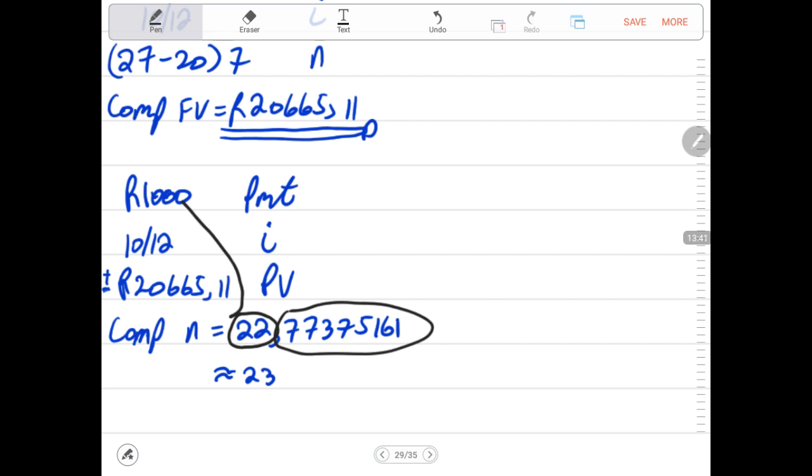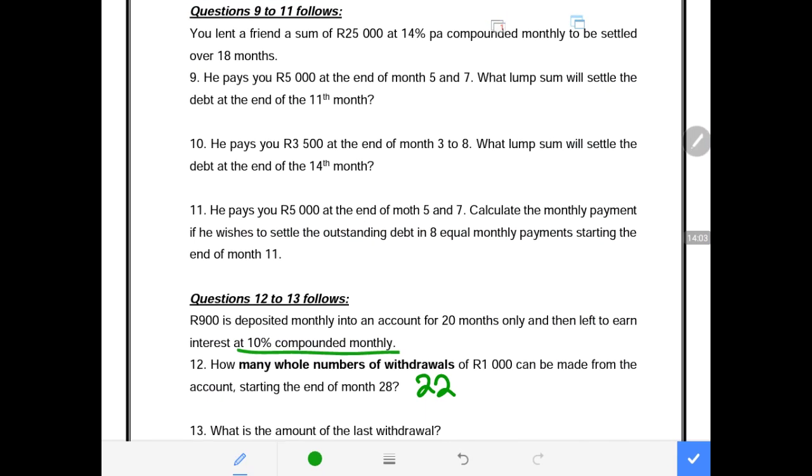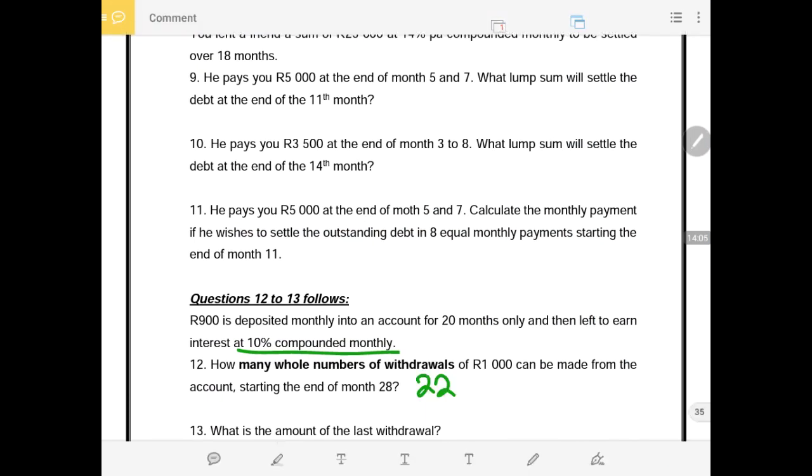So in your answers, there will be different answers. One will be 23, one will be 22, and you wonder which one is the correct one. The correct one is 22, because 22 withdrawals of 1000 will be made. The 23rd withdrawal will be less than 1000. How do we know that? We know it because we'll be doing it right now. I will prove it to you that the last withdrawal will be smaller than the other withdrawals.